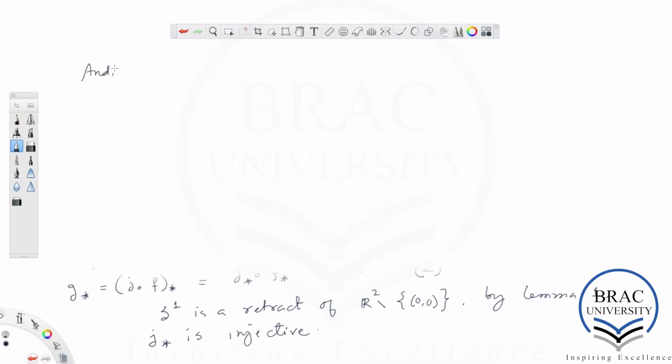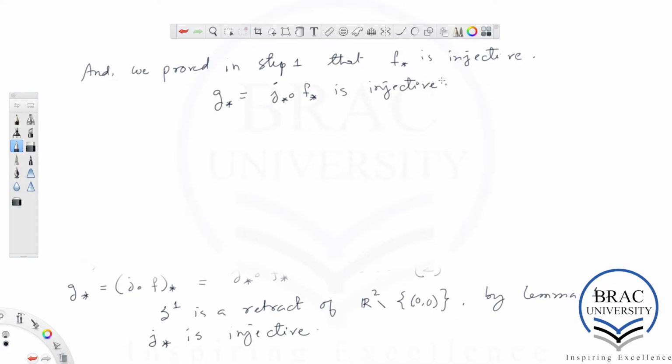and we proved in step 1 that f star is injective, and the composition of injective maps is again an injective map, which means that g star is injective. G star equal to j star composed with f star is injective. Okay, good.